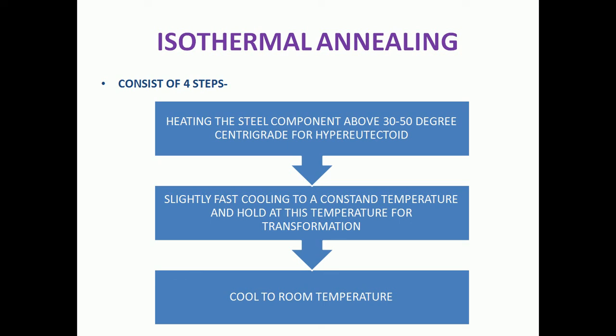It mainly consists of four steps. The first step is similar, but the temperature is different. Heat the steel component 30 to 50 degrees centigrade above the critical temperature for hypereutectoid steel. And I have not mentioned here, for hypoeutectoid steel you have to heat the steel component above the A3 temperature that you get from the carbide diagram.